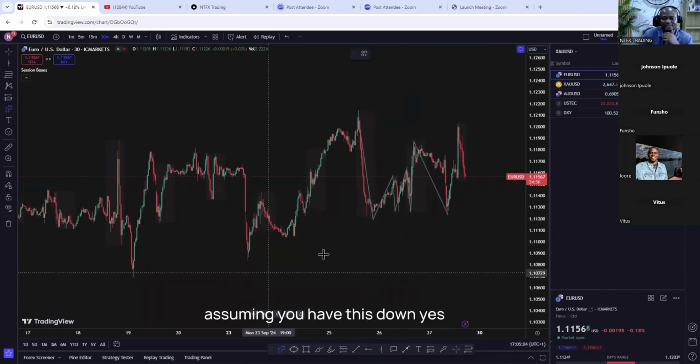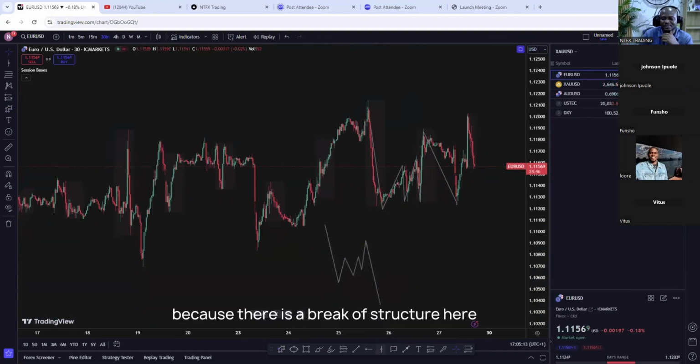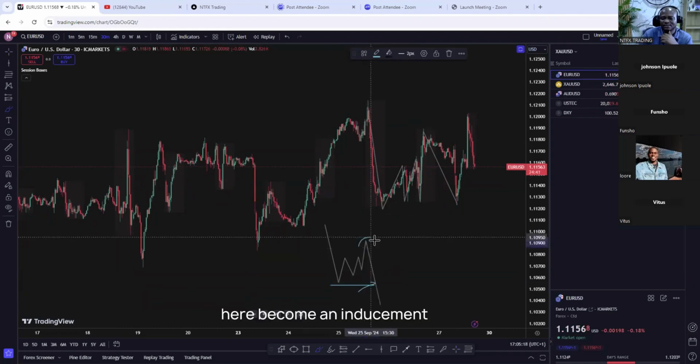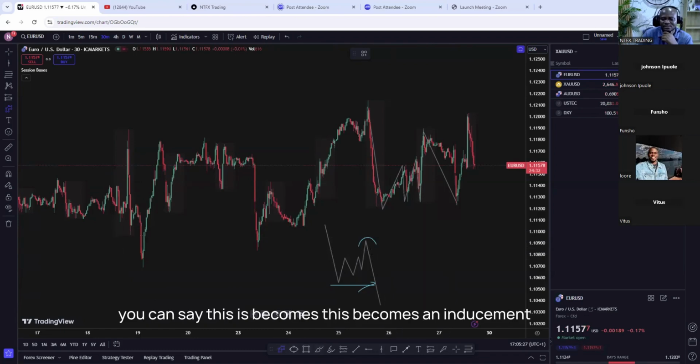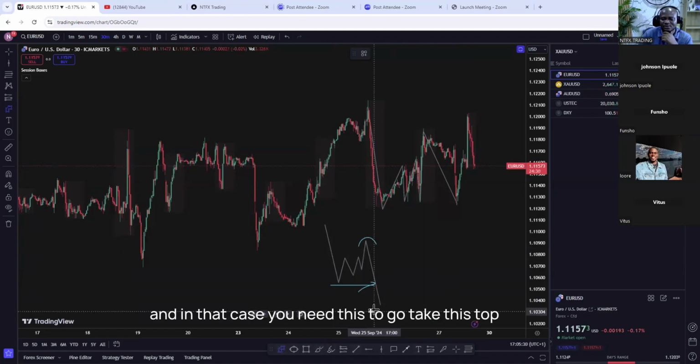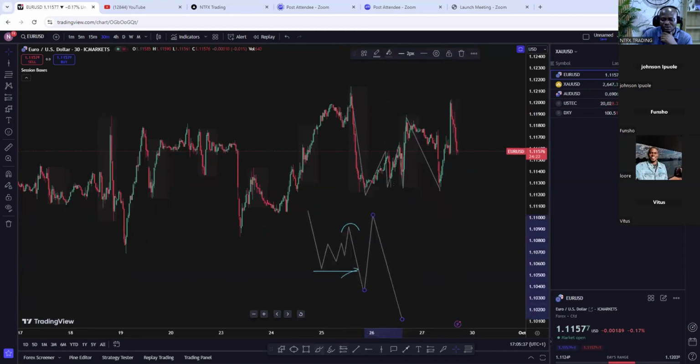Assuming you have this down, up, and like this. Because there is a break of structure here, this becomes an inducement. Yes, you can say this becomes an inducement, and in that case, you will need this to go take this top, and then you now sell right here.